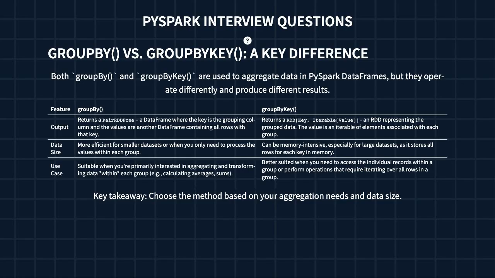So, consider your needs. If you're mainly aggregating within groups, groupBy is typically more efficient. If you need to work directly with the individual records in a group, then groupByKey might be necessary. Just be mindful of potential memory limitations.